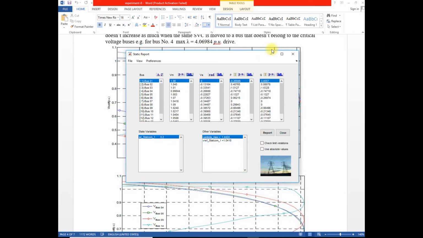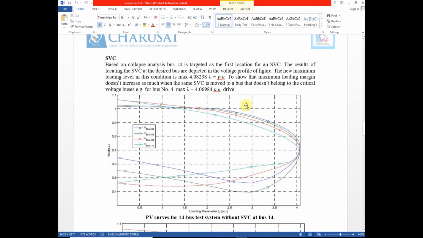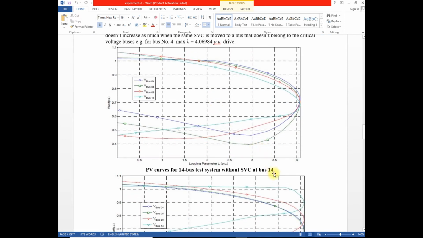In the same way you can connect the SVC at bus number 14 and increase the loading limit of the line and improve the voltage profile. So here you can see that in this experiment, in the same way we connect the SVC at bus number 14, and this is a V-delta curve, or voltage versus loading parameter graph, without any FACTS devices. As the loading parameter increases, the voltage at all the buses decreases, at bus number 4, 5, 9 and 14.